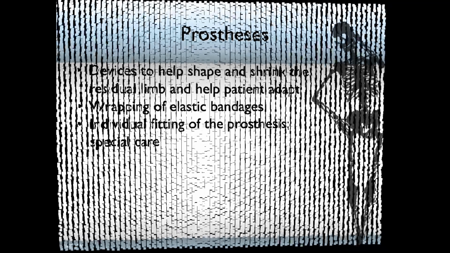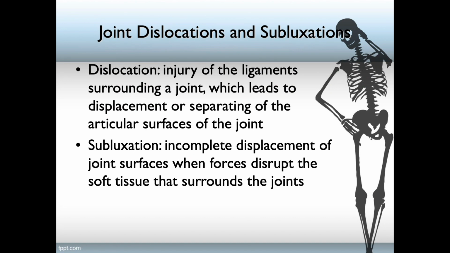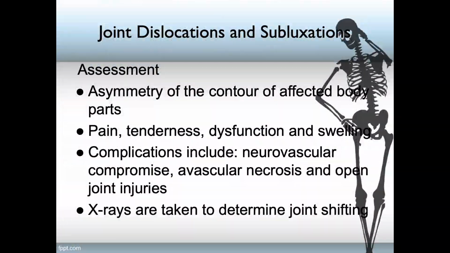A dislocation is a separation or displacement of the two surfaces of the joint, that is, the articulating surfaces of that joint. This is an injury to the ligaments which surround the joint, whereas a subluxation is an incomplete displacement of the joint surfaces. Both happen when forces disrupt the soft tissue that surrounds these joints. A cardinal sign of dislocation or subluxation is asymmetry, that is, the contour of the affected body part has changed.